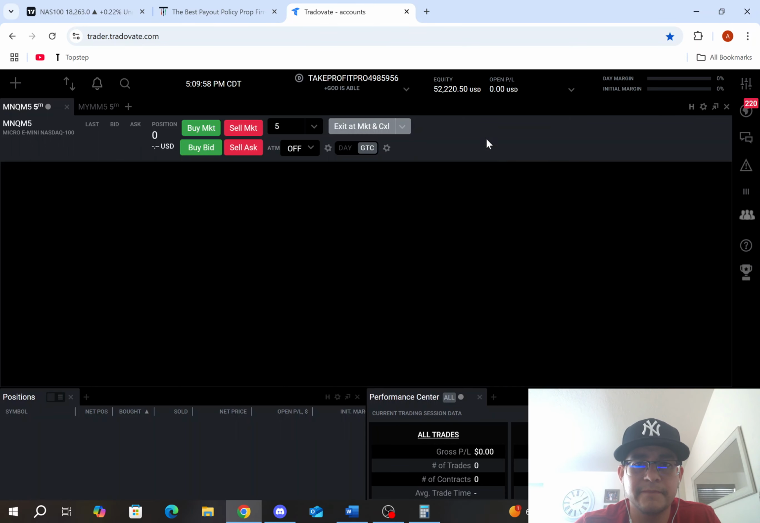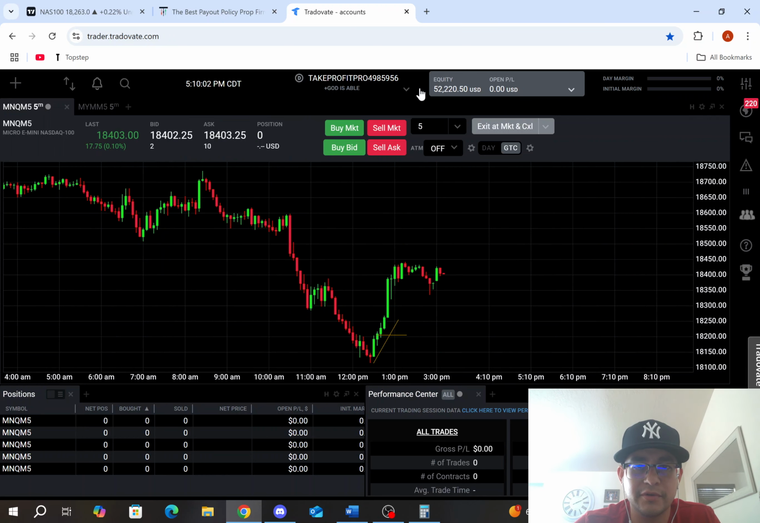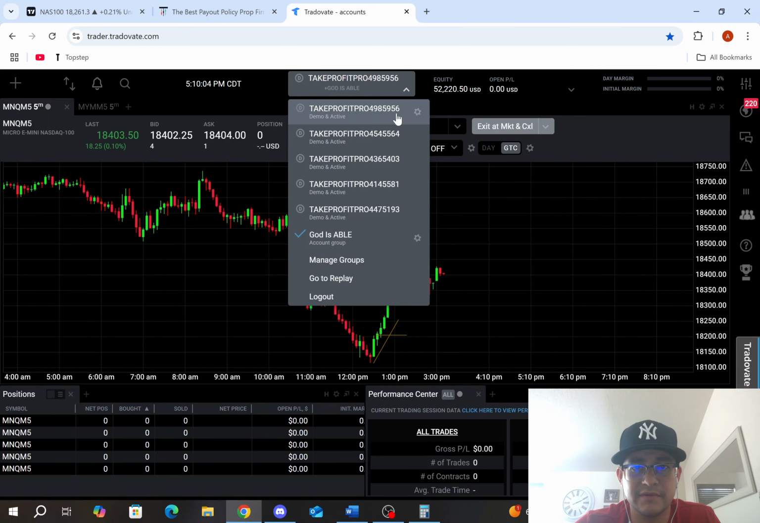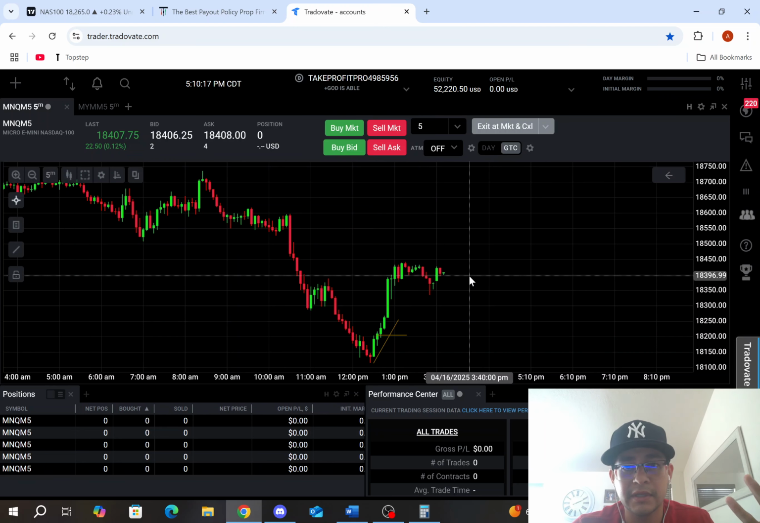Alrighty, it's loading. And as you can see, I have all the accounts up $220. So that's account 5664, 220, 220, 220. I just copy trade all of them here on Trade of 8. I love Trade of 8's copy trader. It's free. It's never given me any issues, and so I recommend using Trade of 8.